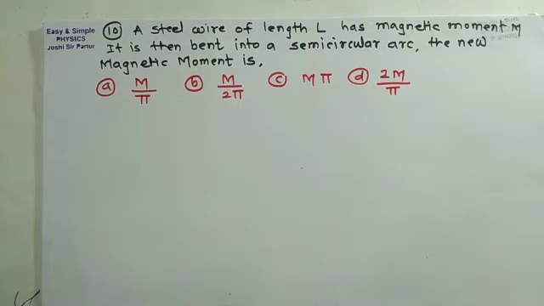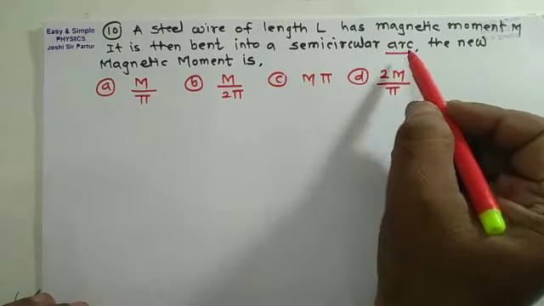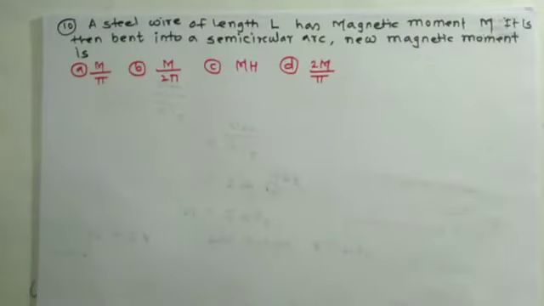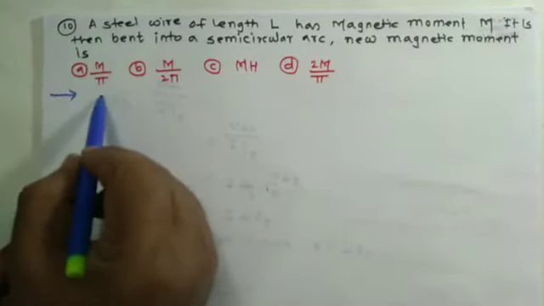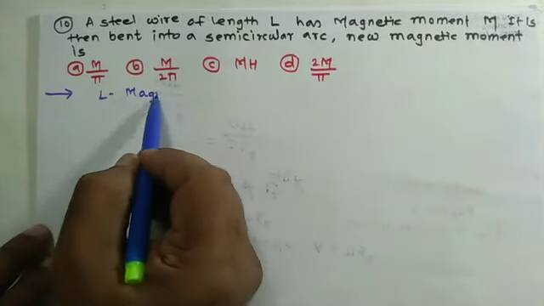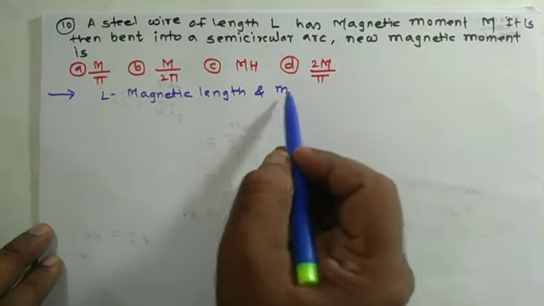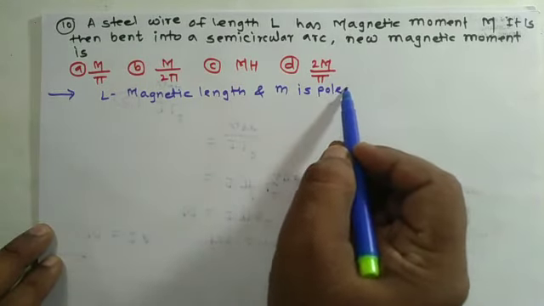So another example will be a steel wire of length L that has magnetic moment capital M and is bent into a semicircular arc. The new magnetic moment will be asked in this question. So let L be the magnetic length and small m be the pole strength.